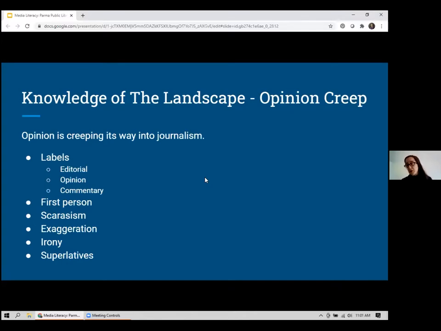So some things you want to look for is that a reputable news organization would label their opinion pieces as editorial, opinion, or commentary, and you would know whether this is an opinion or whether this is an actual news piece.